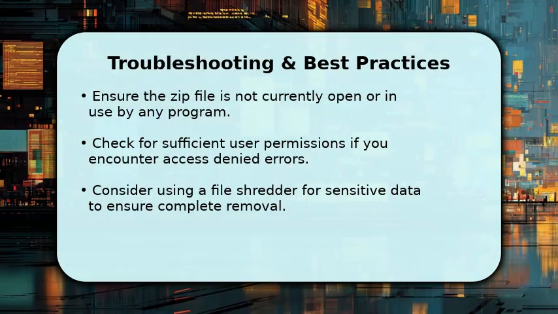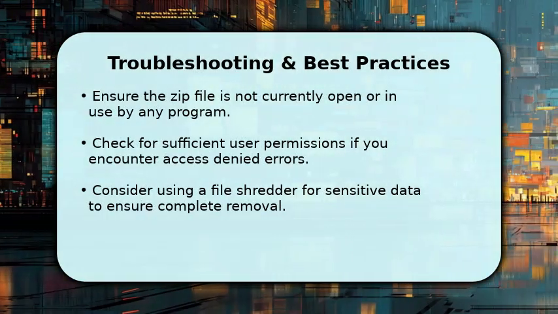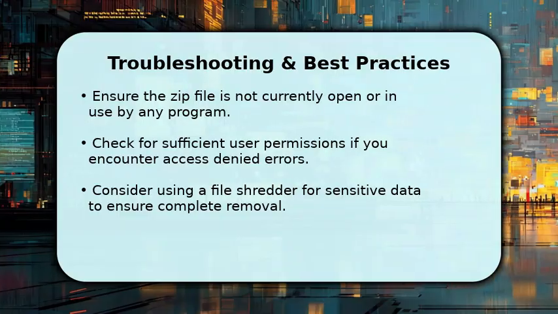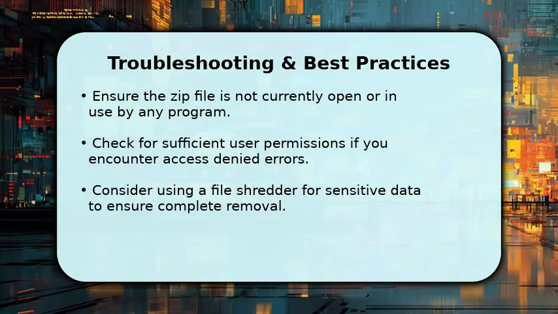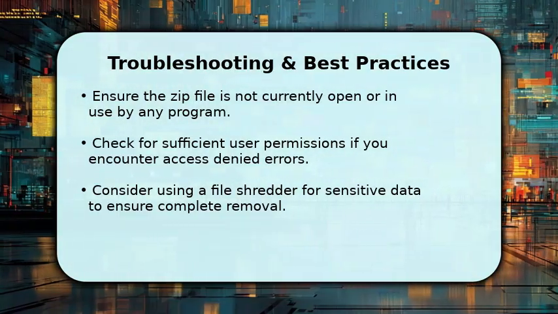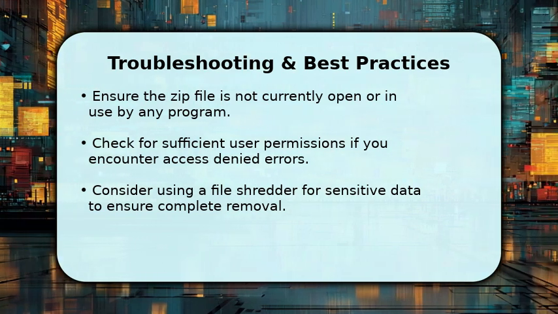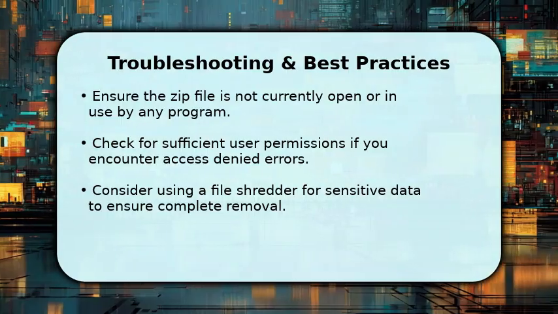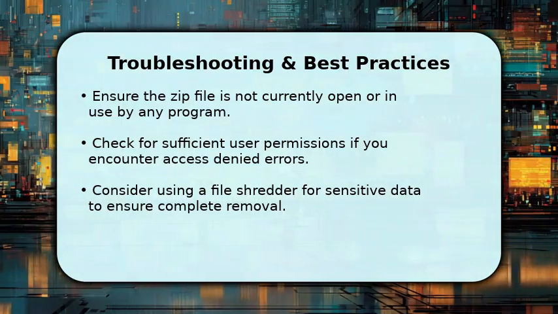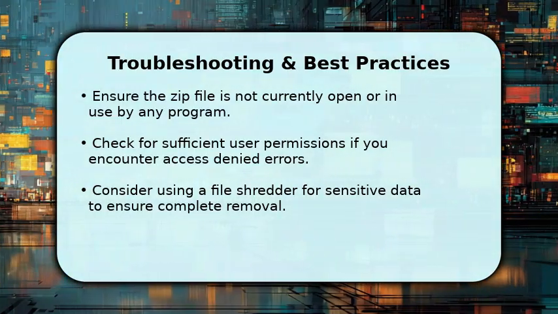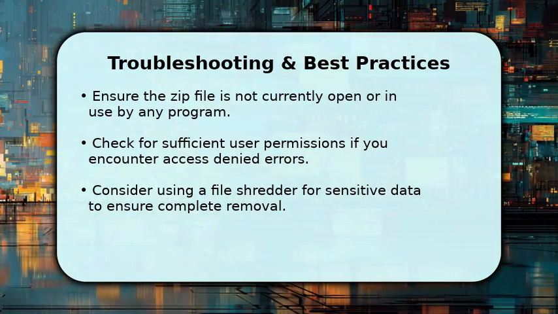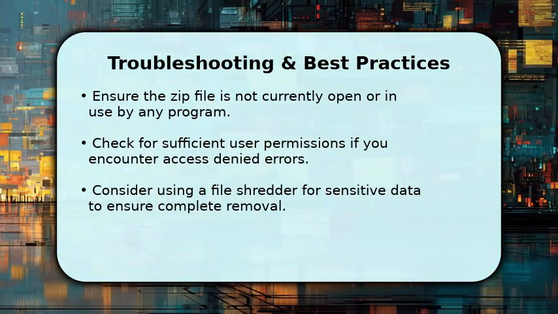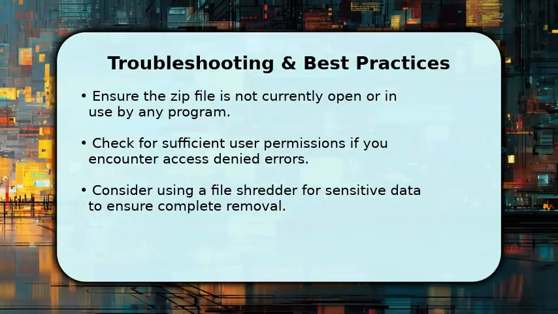When deleting zip files, a few best practices can help. Always ensure the file isn't open or being used by another program, as this can prevent deletion. If you encounter an access denied error, check your user permissions. For highly sensitive information, consider using a file shredder tool, which overwrites the data multiple times, making it virtually unrecoverable. Finally, always back up important files before any major deletion.